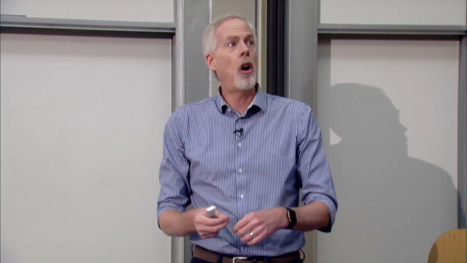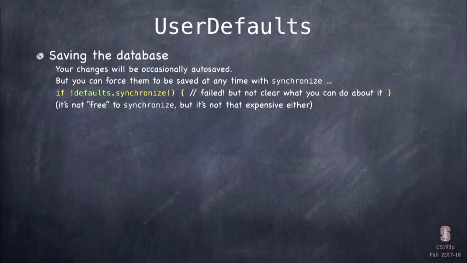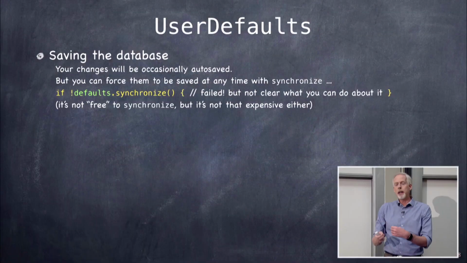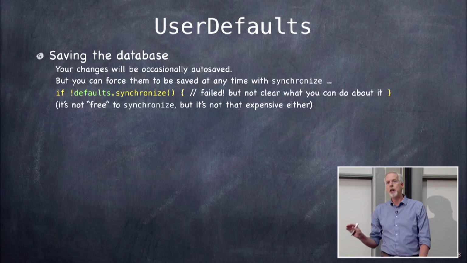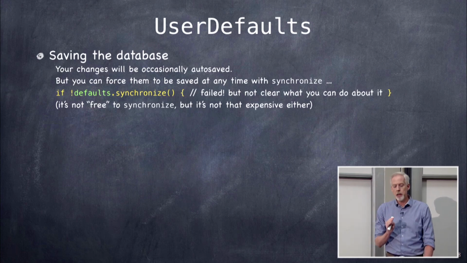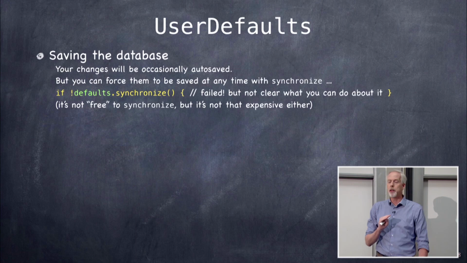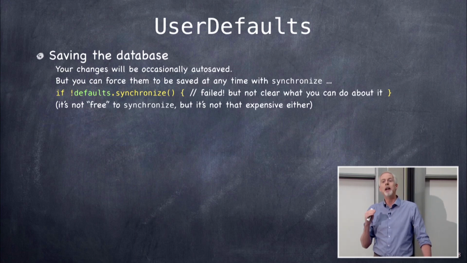Okay? Now, saving the database is auto-saved for you, so you really don't have to save it. But sometimes you want to, most notably when you're debugging and you're hitting stop in the debugger all the time, sometimes you'll stop it before it gets a chance to save. So if you want to explicitly save, you can use this method synchronize, which will save it. It returns a Bool whether it was successful, although I don't know what you're going to do if it wasn't successful. I guess try again in a little bit.